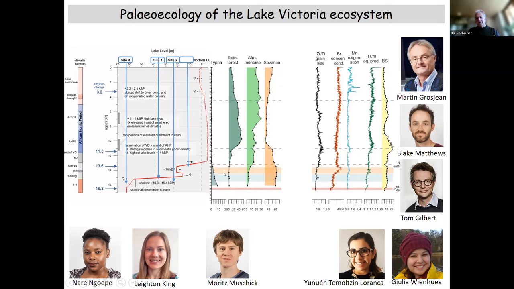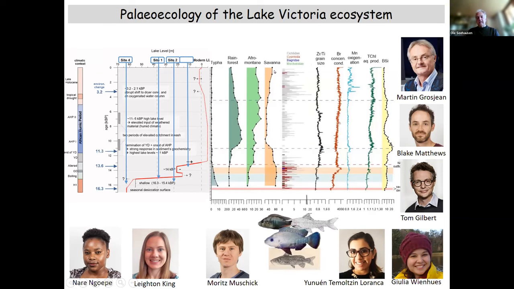And it's beautiful transitions in the entire environment. So we see initially the lake is surrounded by savanna, then it becomes a rainforest, a closed rainforest that covers the landscape for several thousand years in the history of this radiation, until it more recently returns to open landscape.